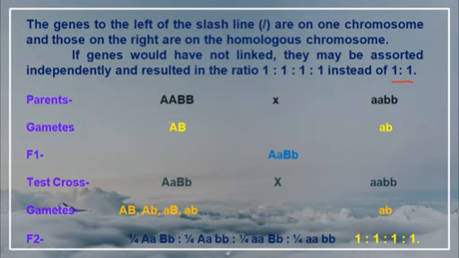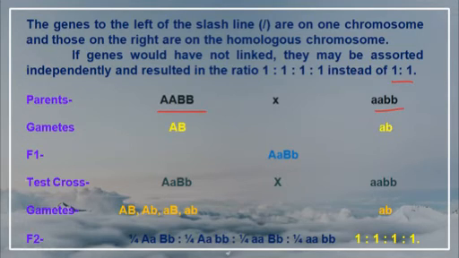How they will assort independently, we will see. We have selected two parents which have no linked genes. See here, no slash is shown here. Here also no slash. So genes are not linked. So capital A, capital A, capital B, capital B, small a, small a, small b, small b. They are the parents we have selected.